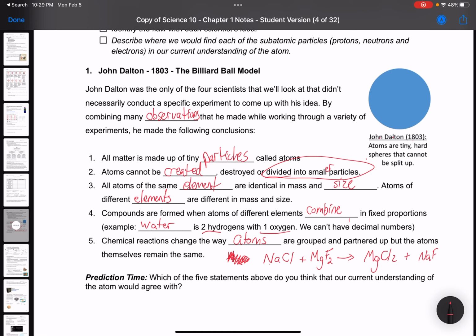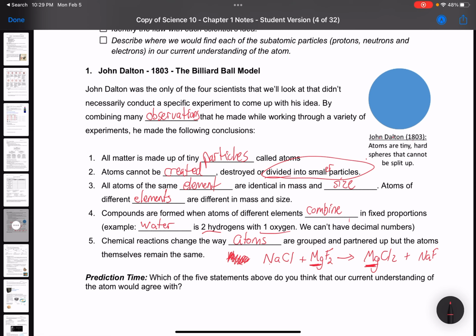So what he said is basically the magnesium that we had on this side is still the exact same magnesium on this side. We just have now switched its partner. So the way it's grouped and partnered is different, but the magnesium itself hasn't changed. We just basically watched it get up and walk.